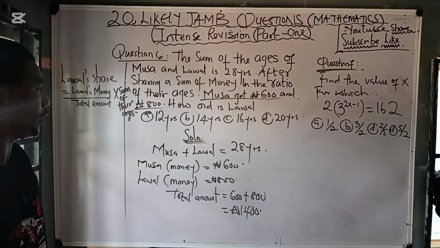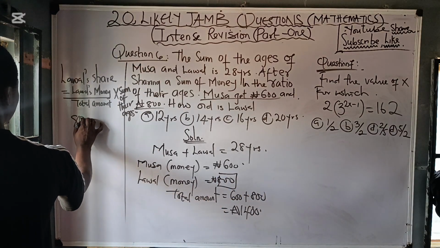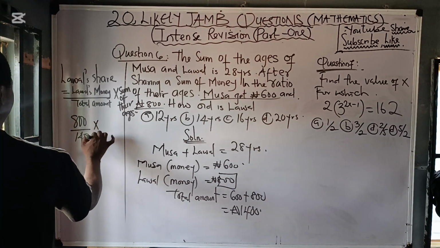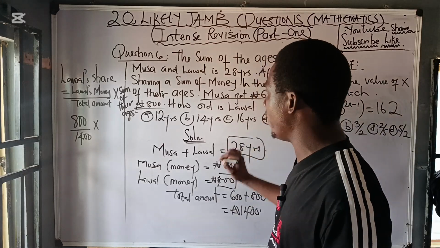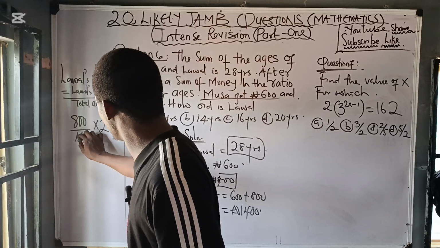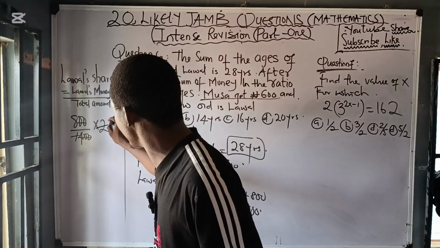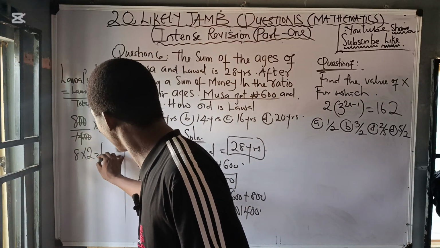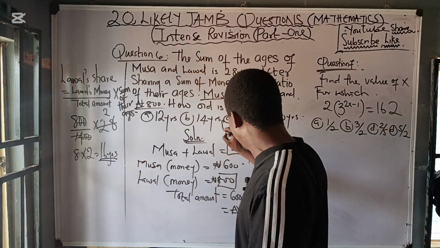So, how much is Lawal's share? Lawal's share is 800. So you have 800 over the total money they shared, 1,400, times the sum of their ages, which is 28. So you have 28 here. Now, this 00 can cancel this 00. If that happens, 14 can cancel 28 to give us 2. So you now have 8 times this 2 to give us 16 years. So the age of Lawal is 16 years.